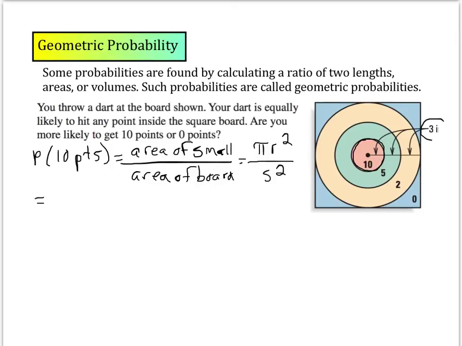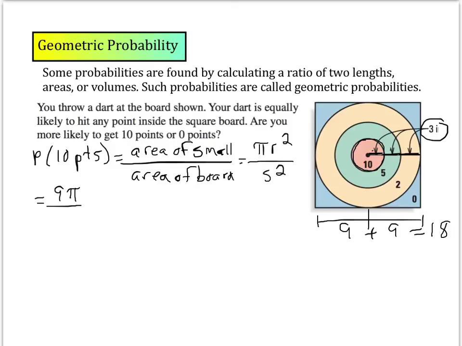Now we know from the diagram that the radius of the small circle is 3, so that becomes 3 squared, which is 9 pi. And to find the area of the board, we have to find the side length. Now the radius of this circle is 3, the radius of the second circle is 3, and the radius of the third circle is 3. All of these values right here are 3. So 3, 3, 3, that means this value here is 9. This has to be 9 as well. So the side length is 18.